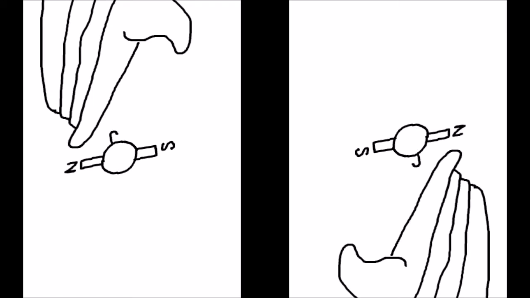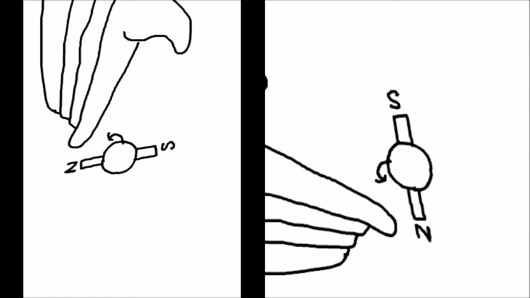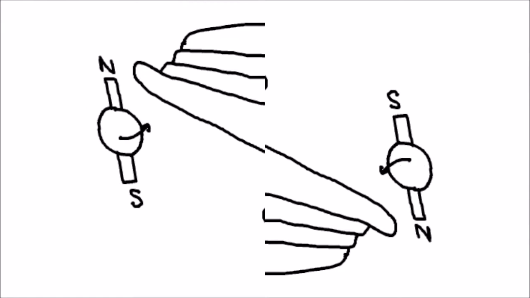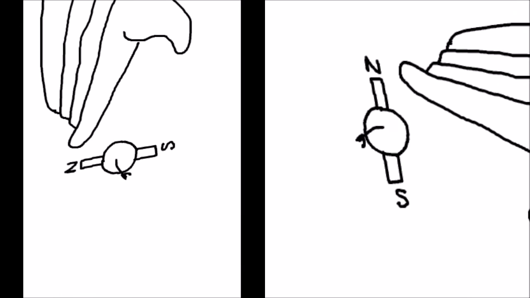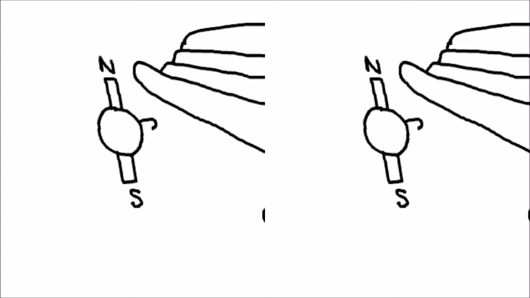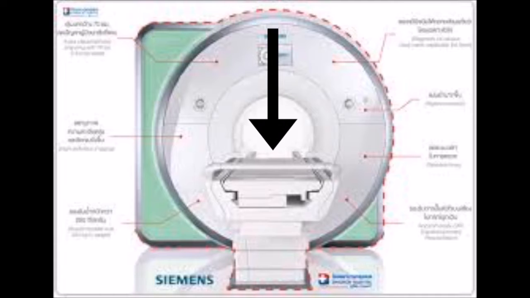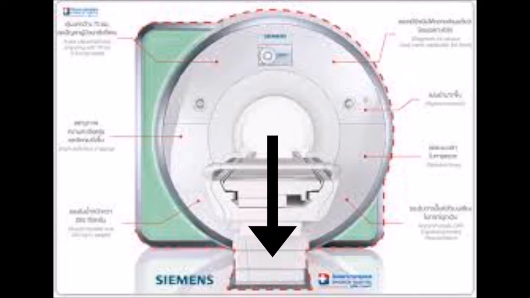Normally, the protons in the body are all spinning in random directions. Their axes are not aligned in any particular way. However, if the body is placed in a strong magnetic field, the protons' axes will line up together. This alignment creates one big magnetic vector in the direction of the MRI machine.